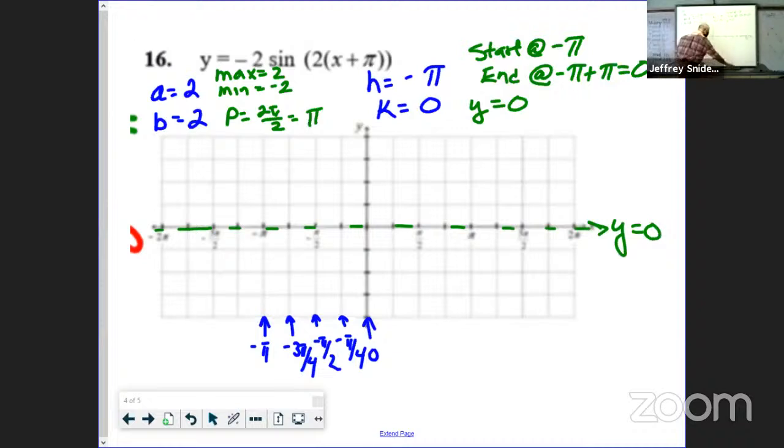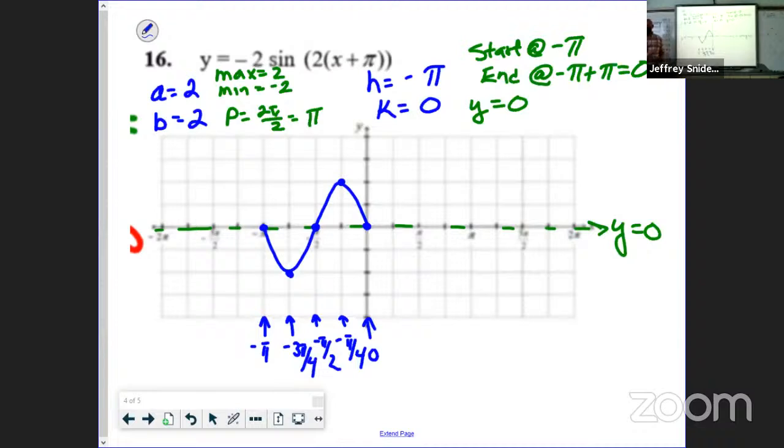Let's graph this. All right. It's an inverted sine. So it's going to start on the midline still. So it's going to start here, but it's not going to increase. It's going to decrease. So it's going to go down to a minimum at negative 2. Then it's going to go back up to the midline. Then it's going to go to a maximum and then back to the midline. So this graph is going to look like that.